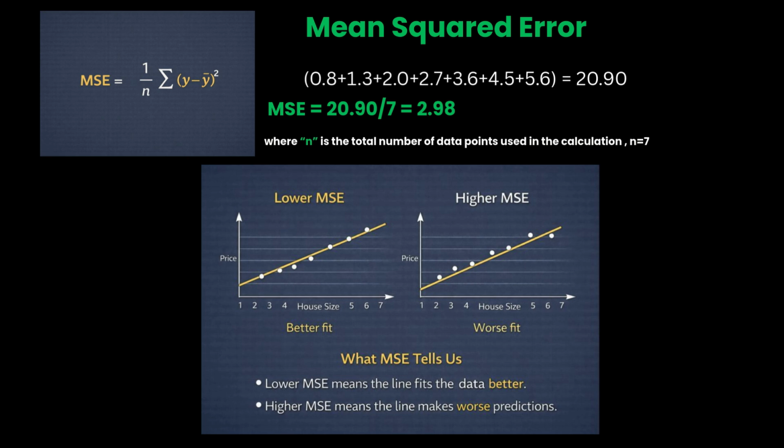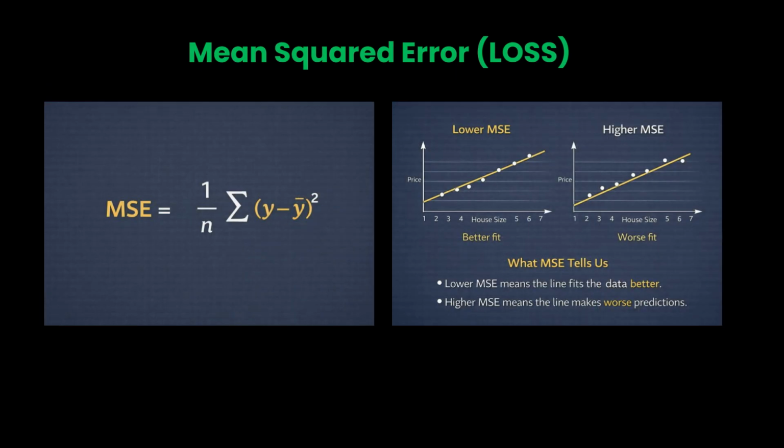Lower MSE means the line fits the data better. Higher MSE means the line makes worse predictions. Now we can compare lines objectively. This is the score the model cares about. It doesn't know about dots or graphs. It only knows one thing: reduce this number. So now we have a way to measure how bad a line is. The final question is, how do we change the line to make this number smaller?